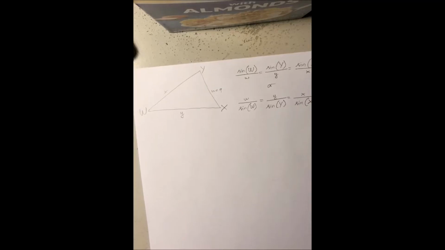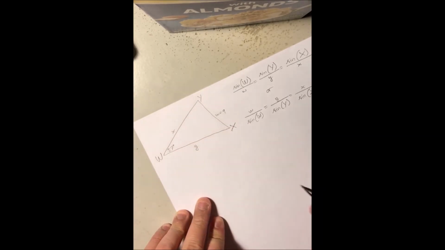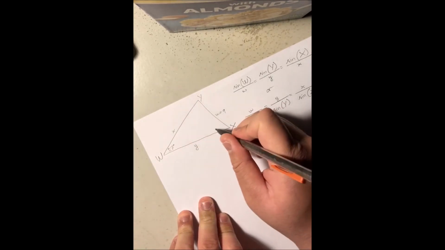Here is another example of using the law of sine to evaluate missing sides of any type of triangle. In this case, we have the triangle WYX with the side lowercase w equal to 9 and angle capital W being 27. Sorry about that, I forgot to write it in. And uppercase X being 72.